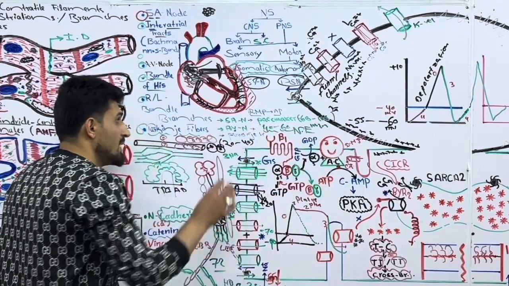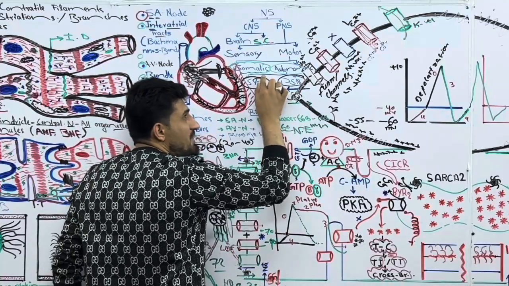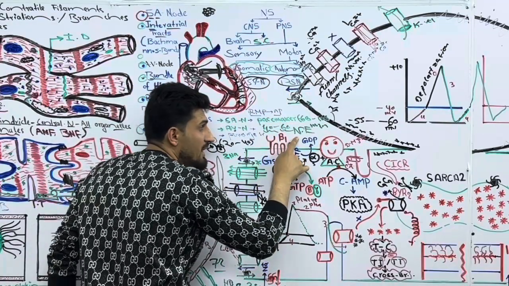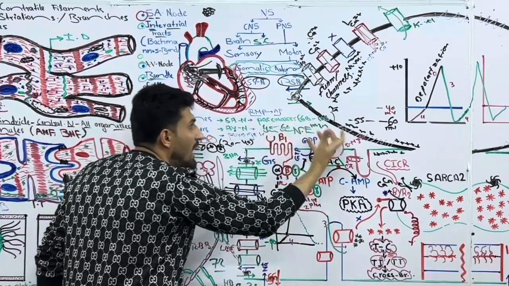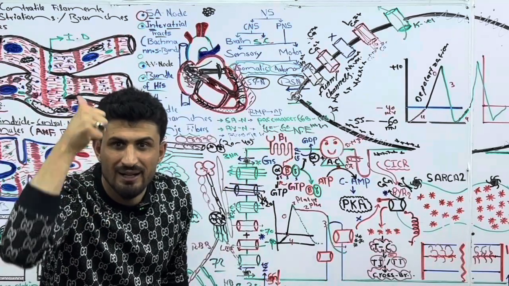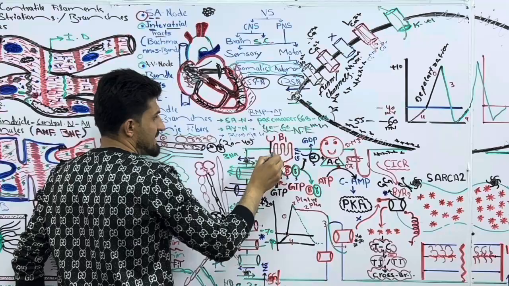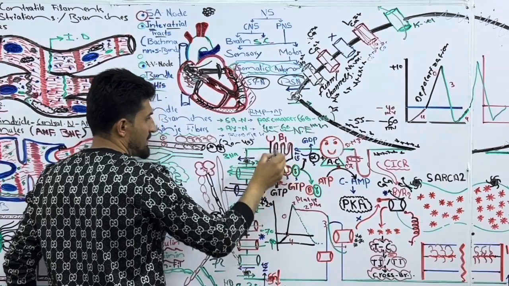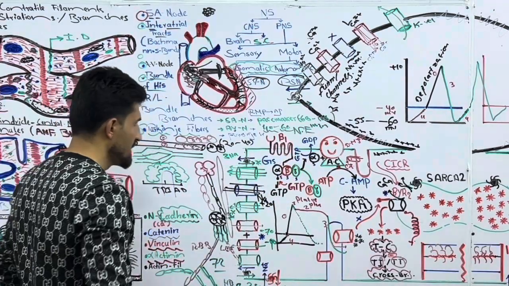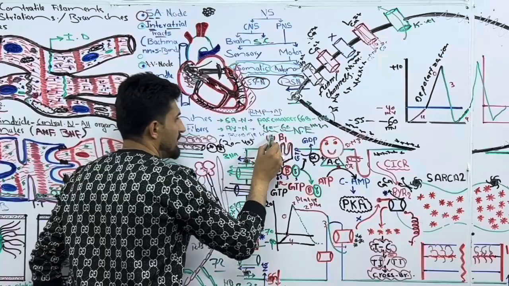Now the receptor for norepinephrine and epinephrine on our cardiac cell is called the beta 1 receptor. This beta 1 receptor is a 7-pass receptor. It passes through the cell membrane 7 times. So now this is epinephrine or norepinephrine.